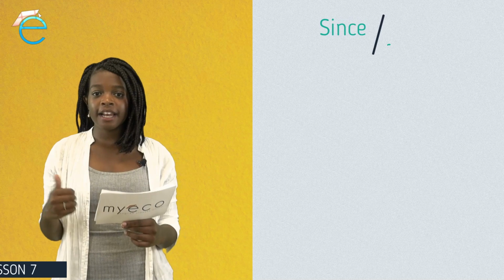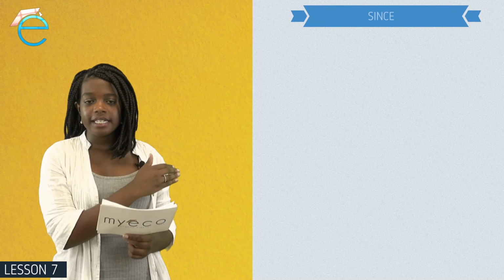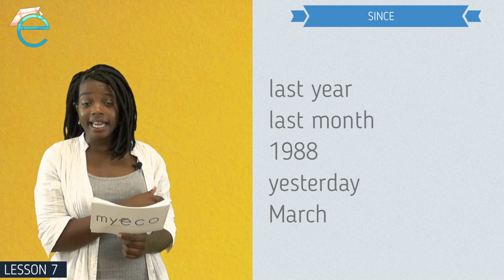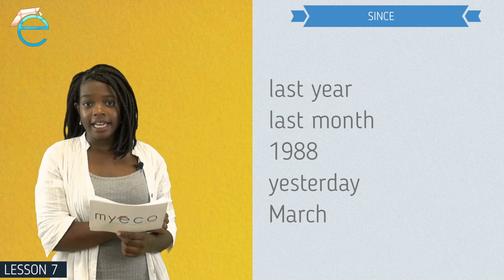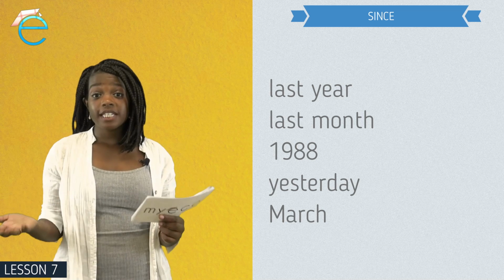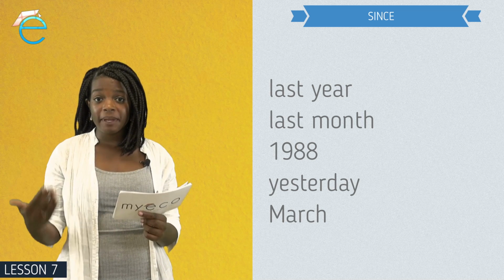In present perfect tense, we use the words since and for quite a lot. Let's look at the word since first. So here we can see since last year, since last month, since 1998, since 1988, since yesterday, and since March. So since is used for a specific amount of time or a specific period.